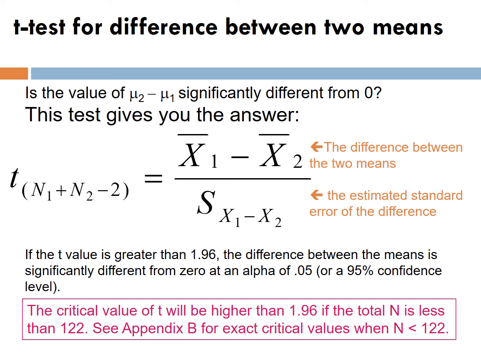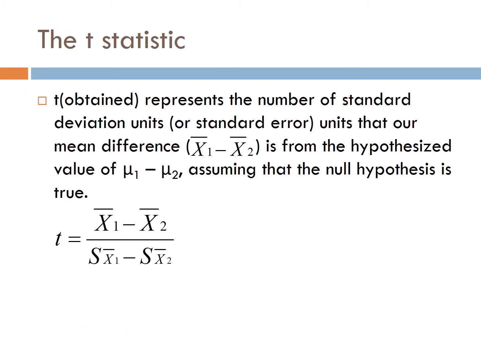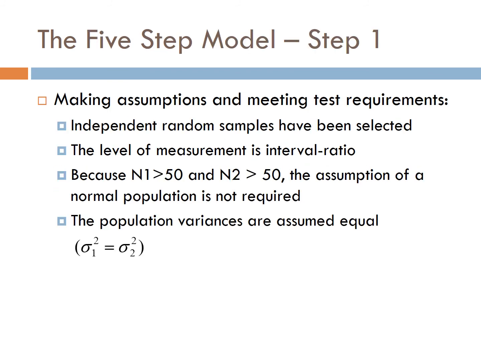So if we looked at the critical value on the table, it's higher than 1.96 when the total n is less than 122. So we're not going to worry about that in this example. So then we have t obtained, which represents the number of standard deviation units or standard error units that our mean difference is from the hypothesized value, assuming the null hypothesis is true.